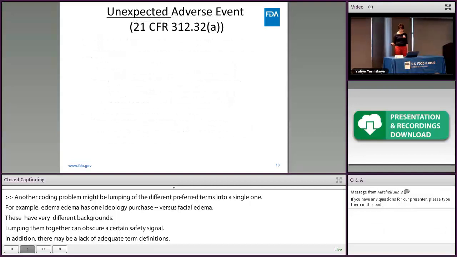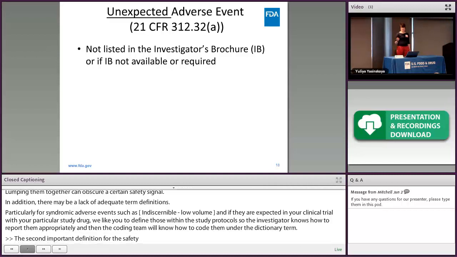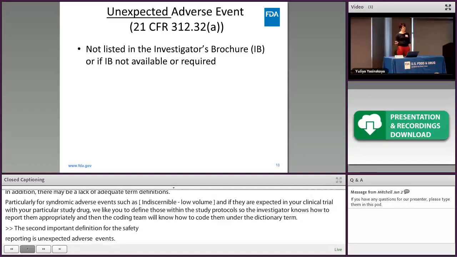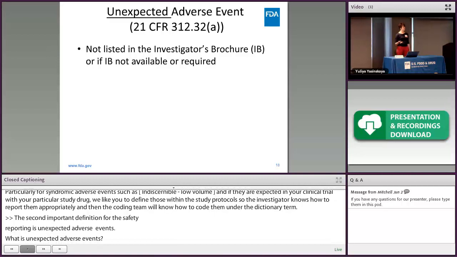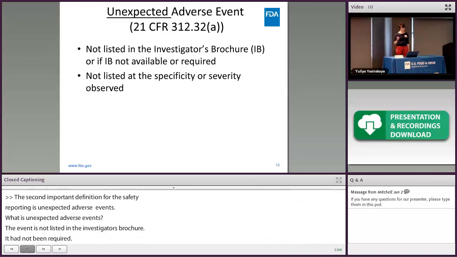So the second important definition for safety reporting is unexpected adverse event. So what is an unexpected adverse event? It is not listed in the investigator's brochure. Or an investigator's brochure has not been required, you know, the drug is approved and you're using the package insert instead of the investigator's brochure. It's not listed in the specificity or severity observed.